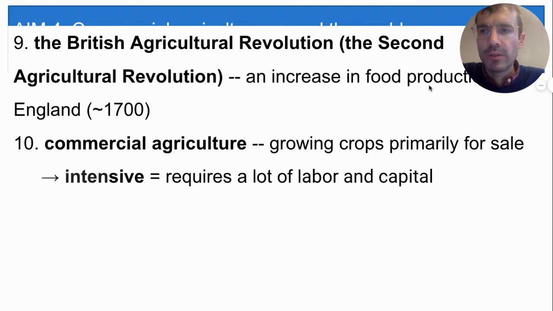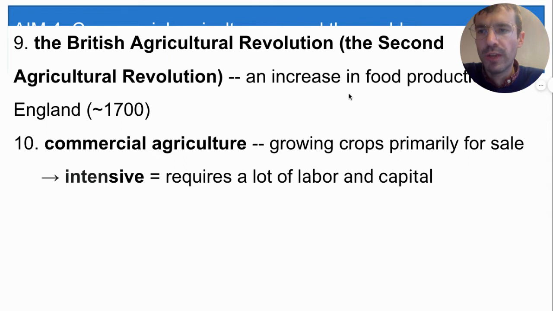The British Agricultural Revolution also led to the beginning of commercial agriculture, or growing crops for sale, because there was now enough food to produce extra to sell. Commercial agriculture is the opposite of subsistence agriculture, because it means that farmers are growing much more food than they need for just themselves and their family.